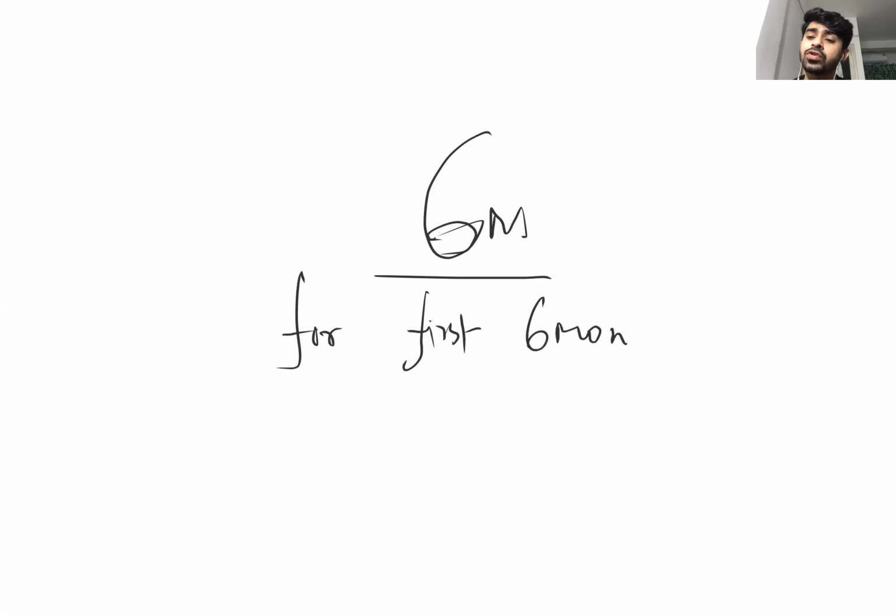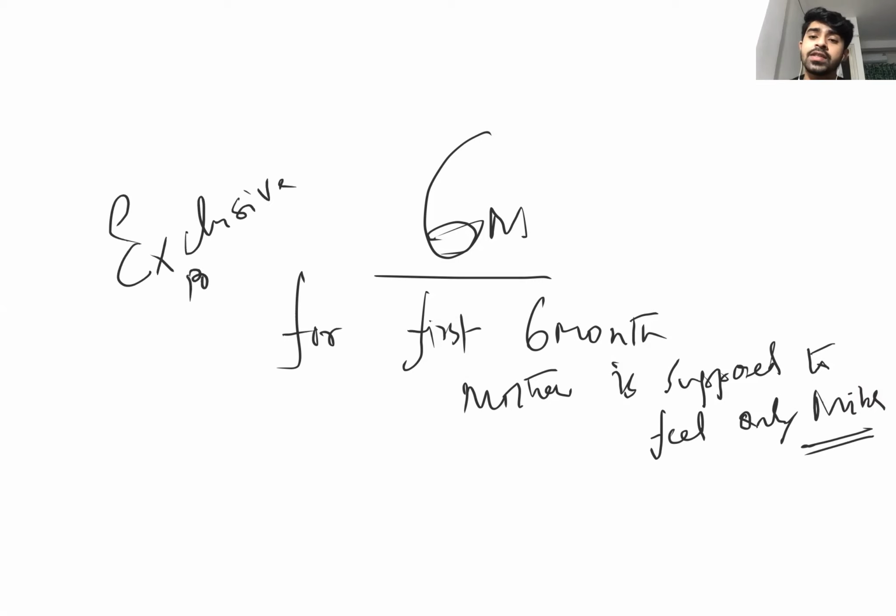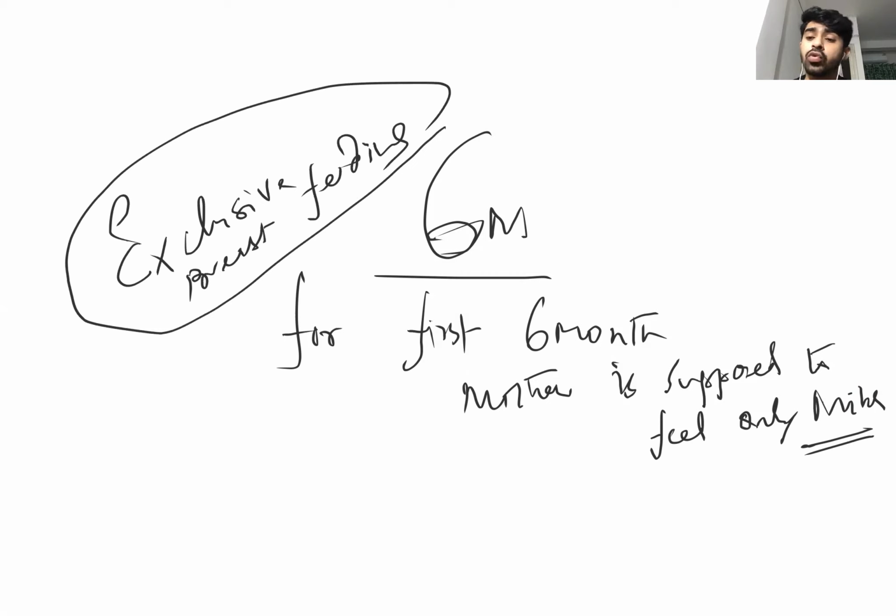the mother is supposed to feed only milk, no artificial supplement, only milk. And that is called exclusive breastfeeding. Exclusive breastfeeding. Okay, no other, not even water, no water, no supplement, only milk for the first 6 months.